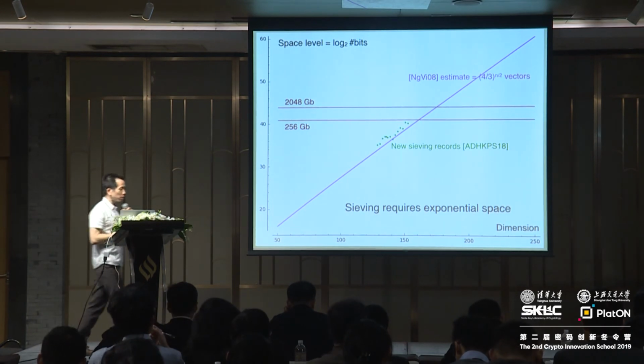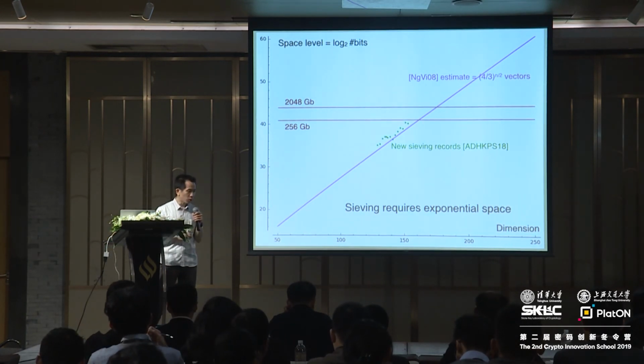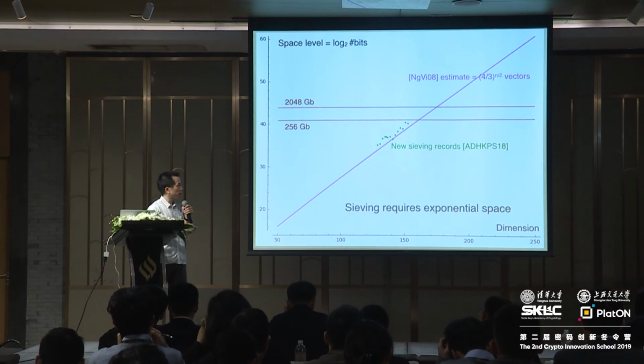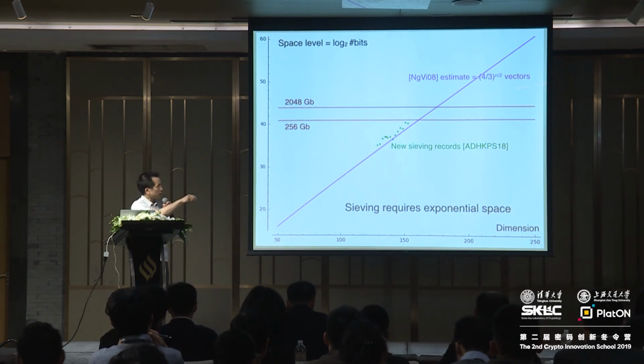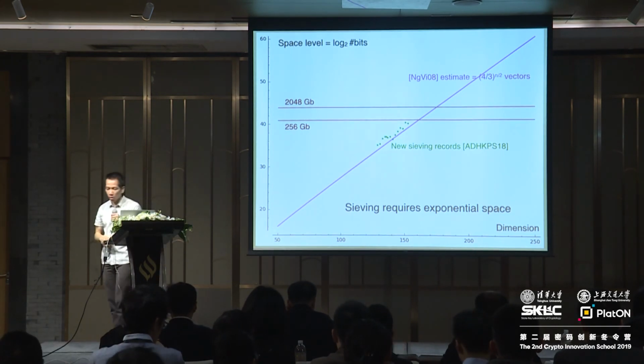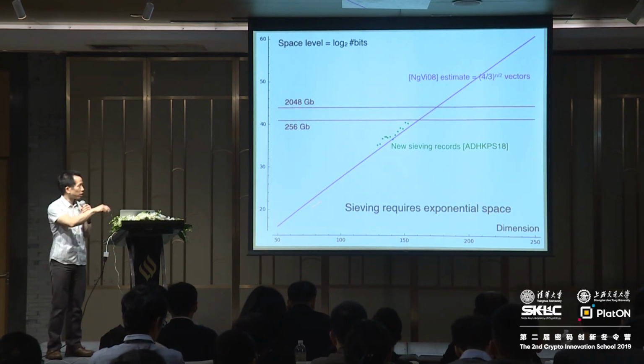Of course, this does not mean that in the future somebody will not come up with a new seeding algorithm that requires fewer vectors. But if you assume that this bound is correct, then you can still get some reasonable lower bound on the cost of any seeding algorithm.